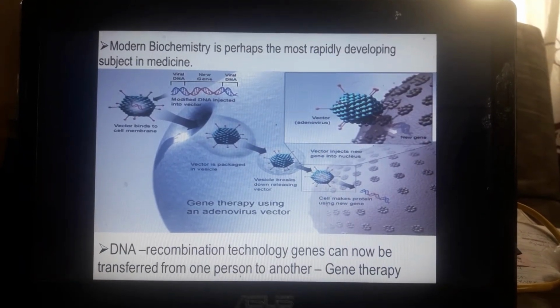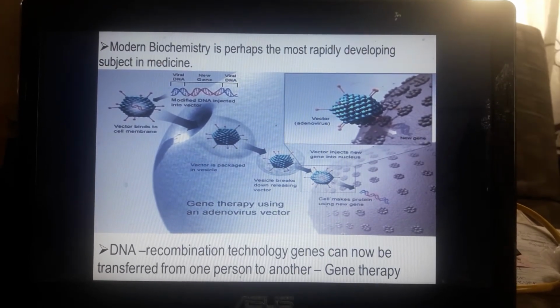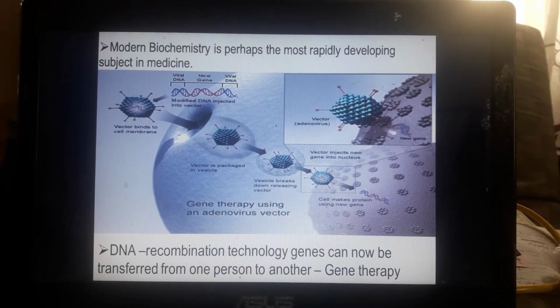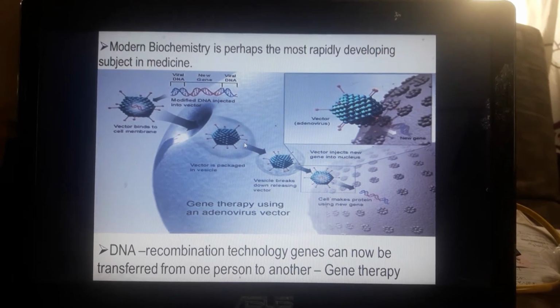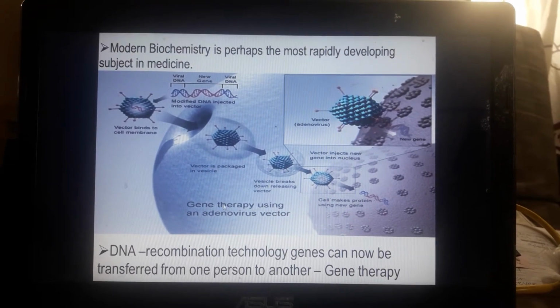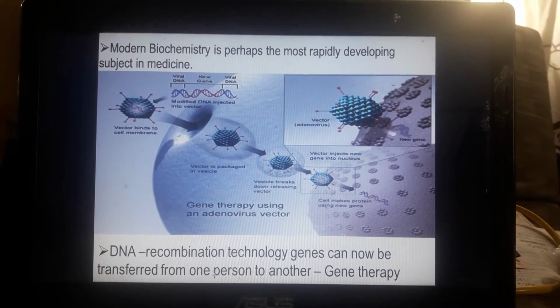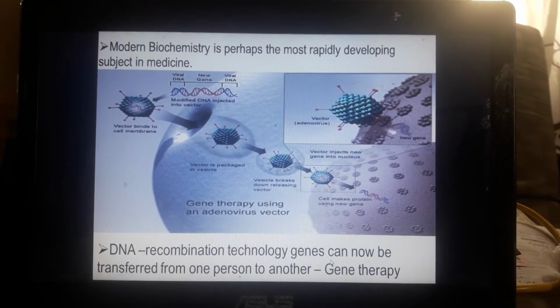Next, modern biochemistry is perhaps the most rapidly developing subject in medicine. An example is gene therapy using adenovirus. The adenovirus, my dear students, is a dormant virus that acts as a carrier of the gene or a cell coming from a healthy individual, introduced to the patient. So this is known to be gene therapy. DNA recombination technologies can now be transferred from one person to another. That is known to be gene therapy.